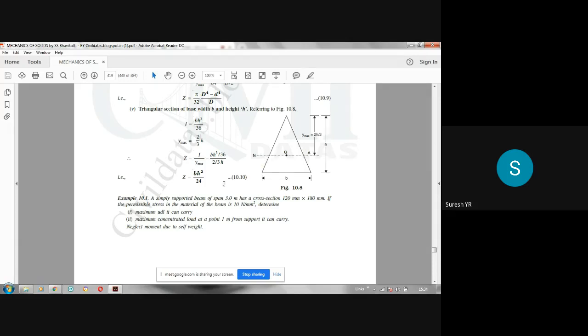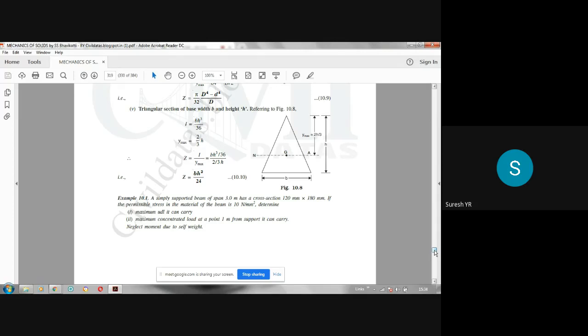If you know the formula for I and if you draw the diagram and mark y max, you can easily find the Z value. You need not remember the Z value for all. So these are some standard sections. In addition to this, you will have T section, I section like that. I will take that up when I go to problems. Now we will start the problems. So theory is over. Bending stress theory I have explained.